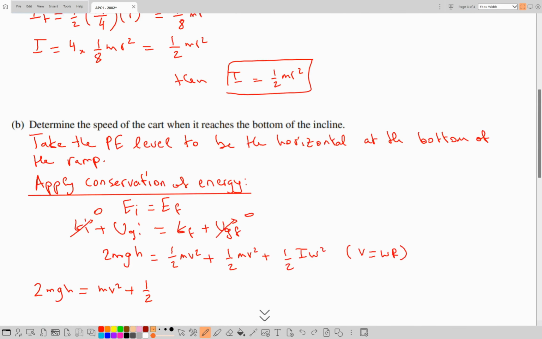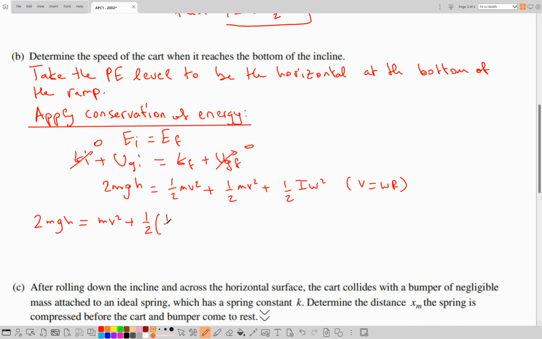Now the moment of inertia is given by half mr square, and omega is given by v over r, and that would be to the power of 2, and we're using small r as the radius. Now this with that would cancel, and the masses would cancel as well. We have 2gh is equal to v square plus 1 over 4 v square.